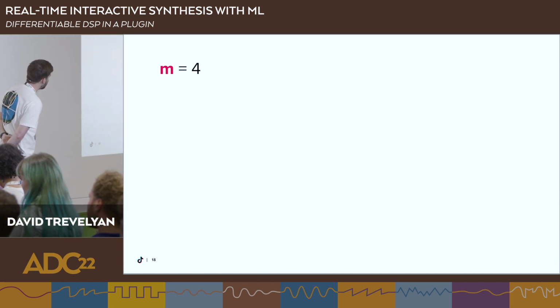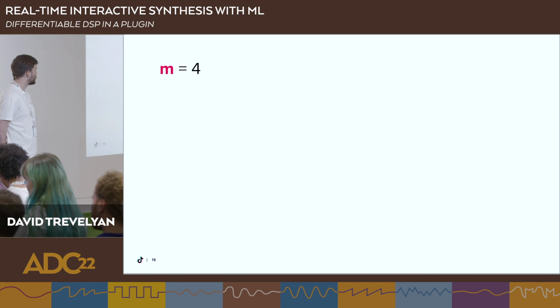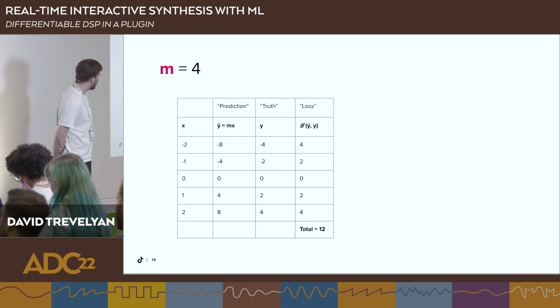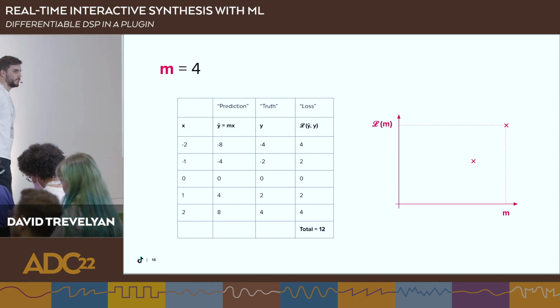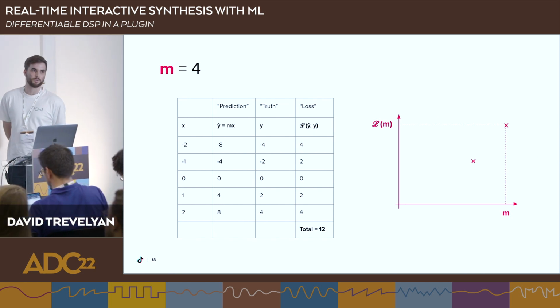We can do it for m equal to 4. Do exactly the same thing, quantify how well we did, calculate our loss, and oh dear, we found that we've done even worse this time.